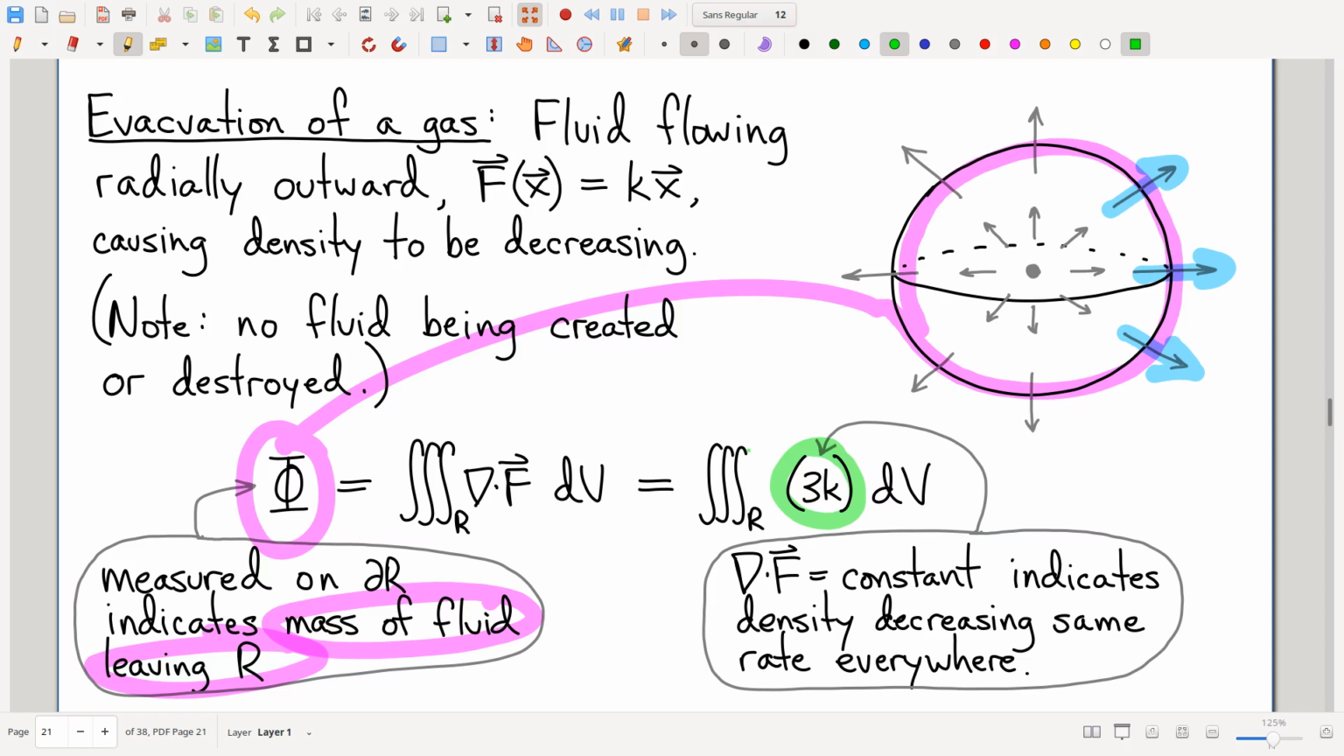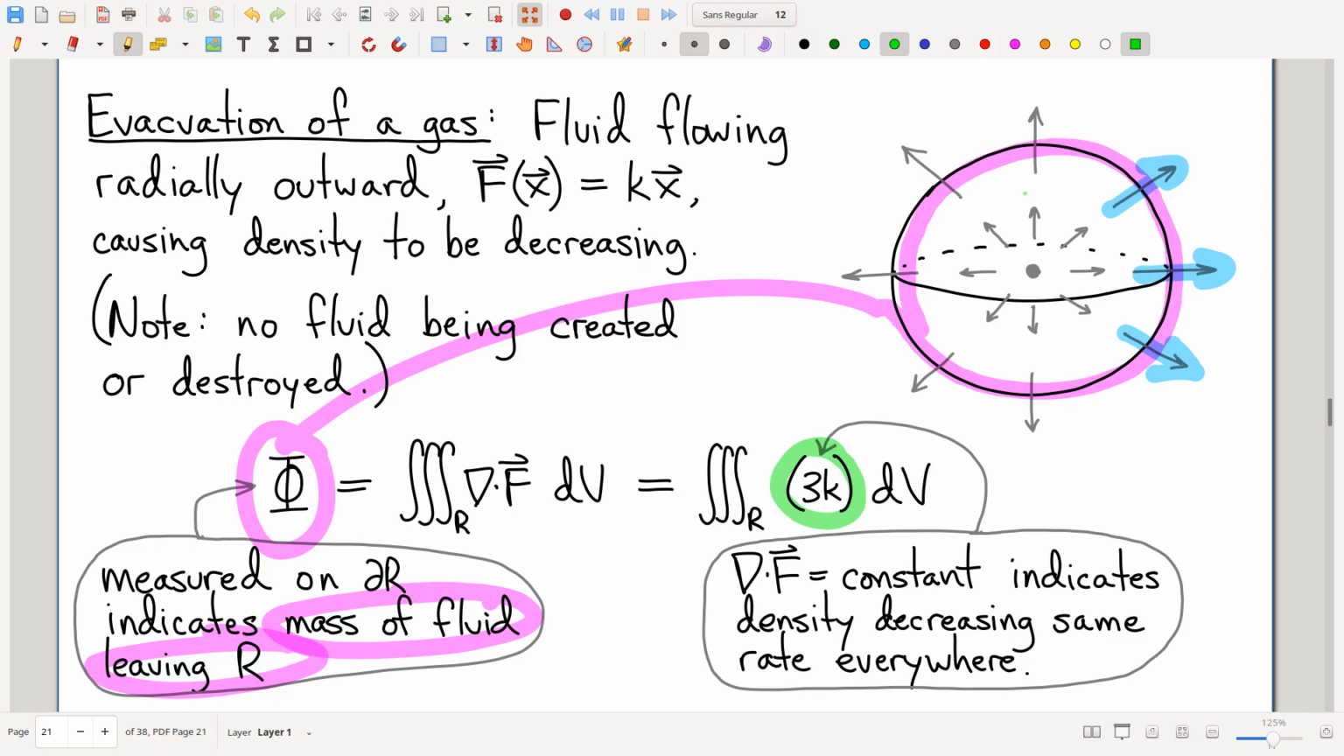Let me say that again, but I'm going to kind of move the words around a little bit. Instead of thinking of it as quantity per unit time per unit volume, think of it as quantity per unit volume per unit time. Quantity per unit volume is density. So in this case, given all the particulars, this divergence is representing the rate that our gas density is decreasing anywhere you happen to be looking.